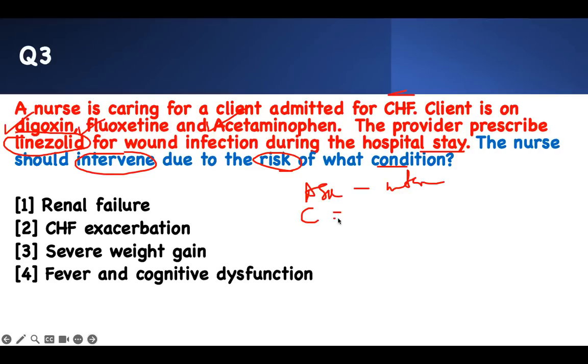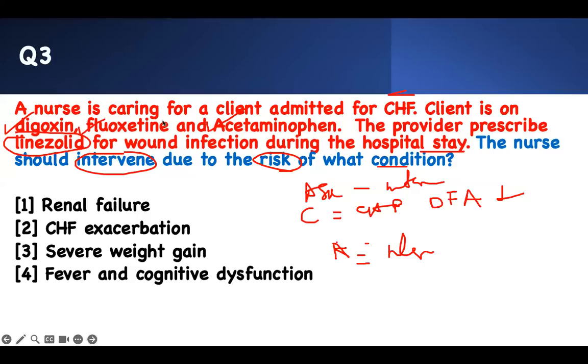Case: you have CHF, you're on a bunch of medications, digoxin, fluoxetine, acetaminophen, and now I'm adding linezolid for a wound infection. What is being asked? Intervene, and those are my buzzwords. What are you at risk of? The way to answer this question, test-taking strategy: look at each of these medications and check if there's an interaction with linezolid.